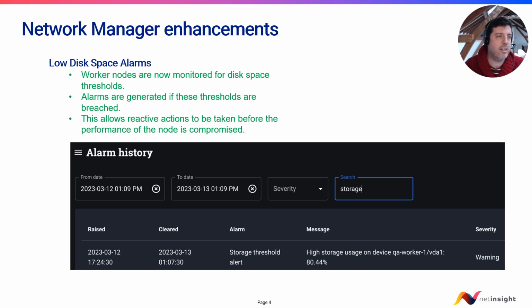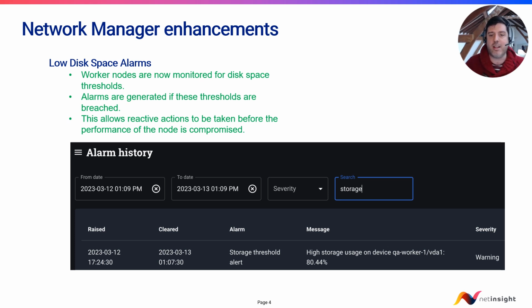The next feature is a network manager enhancement in many ways. Of course, it's back end, but from a customer's perspective, they'll be interacting with this in the front end. And these are low disk space alarms. So the worker nodes within the system are now monitored for disk space thresholds, and alarms are generated if these thresholds are breached. And so that allows more reactive actions to be taken before the performance of a worker node is compromised.